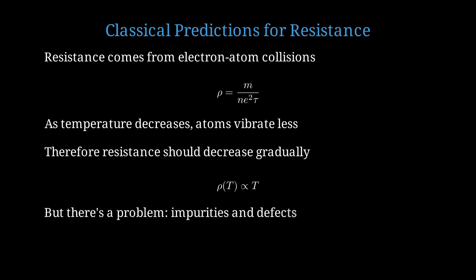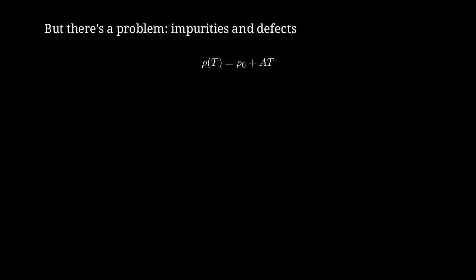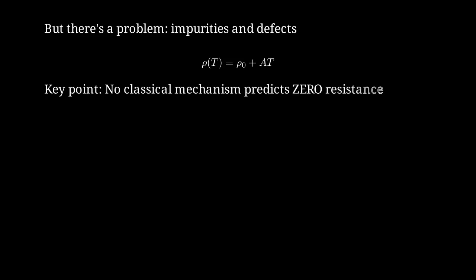However, real metals always contain impurities and crystal defects. These provide temperature-independent scattering centers. So the actual expected behavior was ρ of T equals ρ0 plus AT, where ρ0 is the residual resistivity from defects, and AT represents the temperature-dependent phonon scattering. This is absolutely crucial. No known mechanism in classical physics could produce exactly zero resistance. Even at absolute zero, you would still have the residual resistivity ρ0 from impurities and defects.